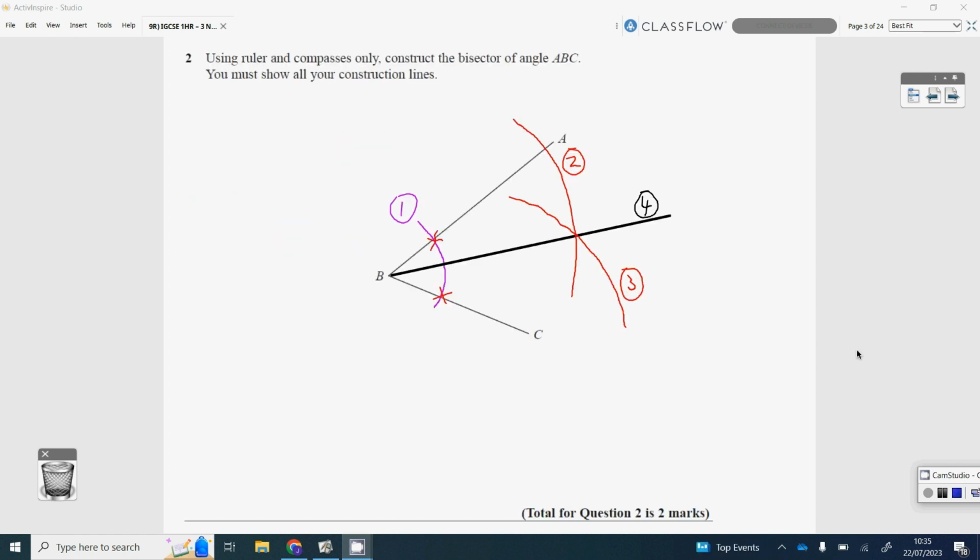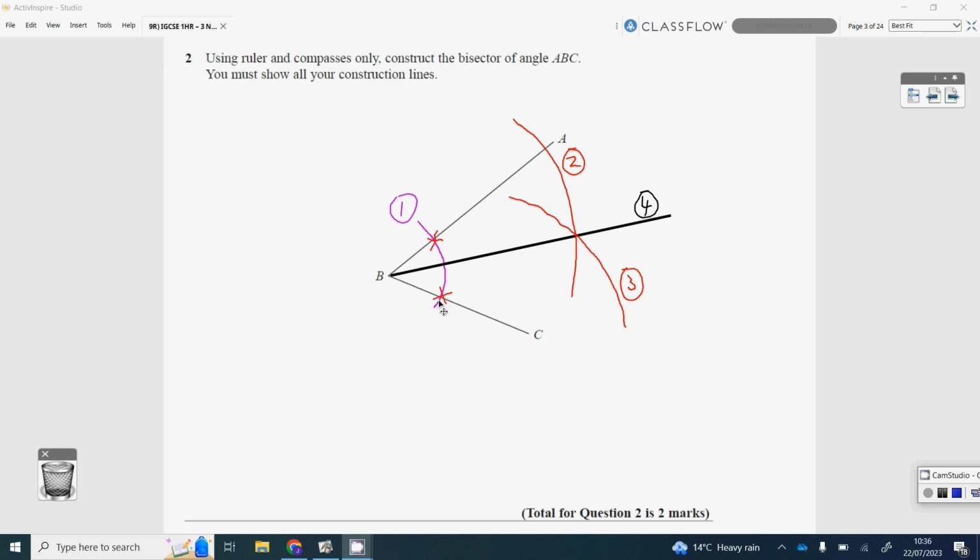Question 2. So we're being asked to construct the angle bisector of ABC, which means we've got to halve the angle. We've got to draw in this final answer, the black bit, which is splitting the angle ABC in half. So the first thing we would do is what I've done here in purple. You put the pin of your compass here, the pencil here, or around here, and you just do a little arc. Now, it doesn't matter how big it is, but because it's a consistent arc, that distance from here to here and here to here would be the same.